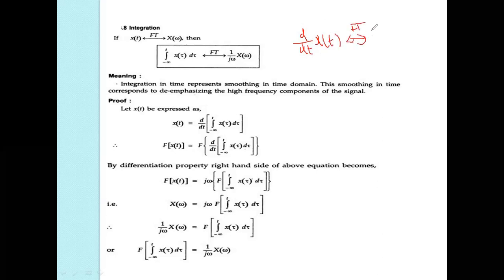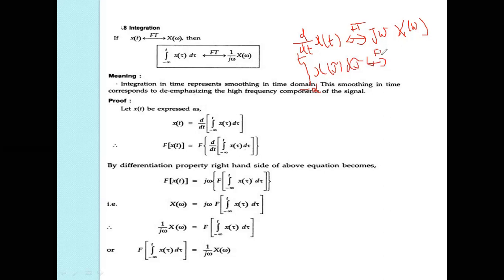The Fourier transformation is j omega multiplied by X of omega. When we apply the integral in the time domain, the integral from minus infinity to t of x of tau d tau, its Fourier transformation is X of omega divided by j omega. The j omega is divided for the frequency here. When we apply the integration for the time and the derivative for the time, the multiplication factor for the frequency domain is j omega.